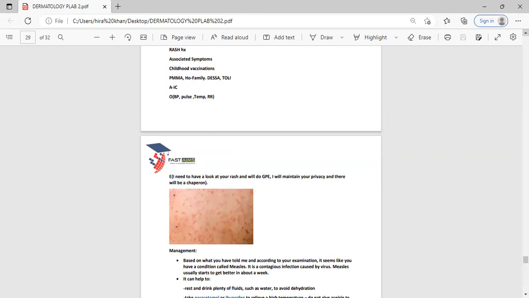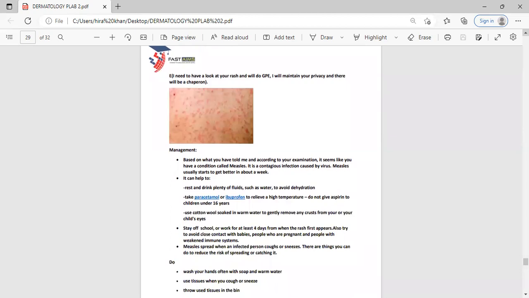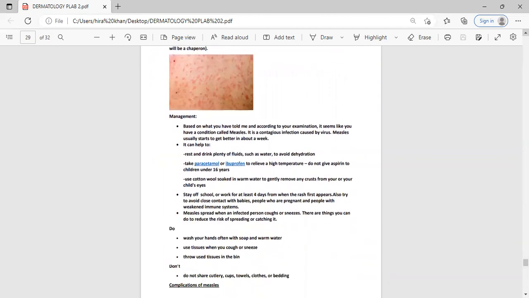Okay. Then proceed. When you mention the examination, the patient will give you the picture. It is not clear right here, I think, but you can see it on Google as well. And then you just mention the management. The important point in the management is you have to mention that it is a self-limiting disease. It is contagious, but it is a self-limiting disease and it is caused by a virus, and it usually starts to get better in a week.